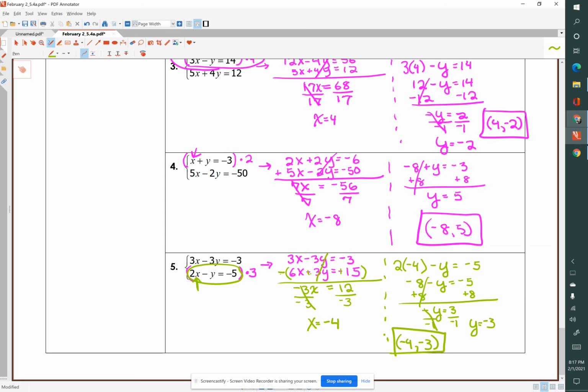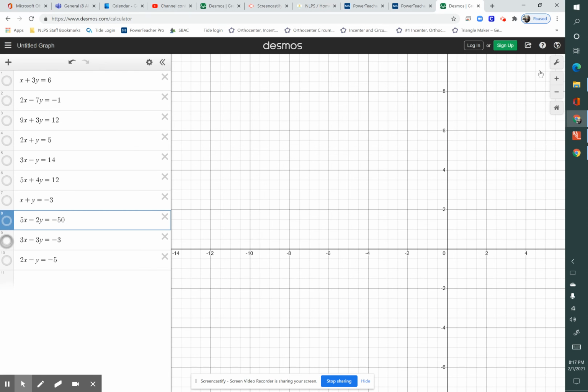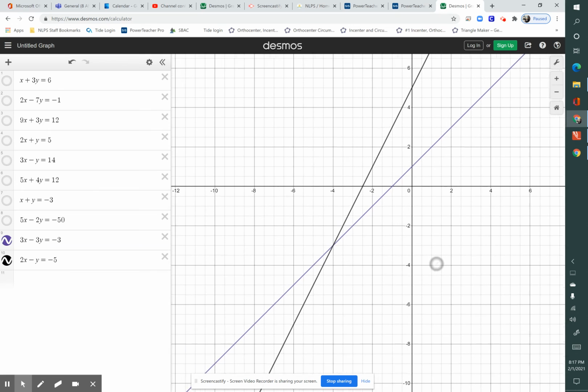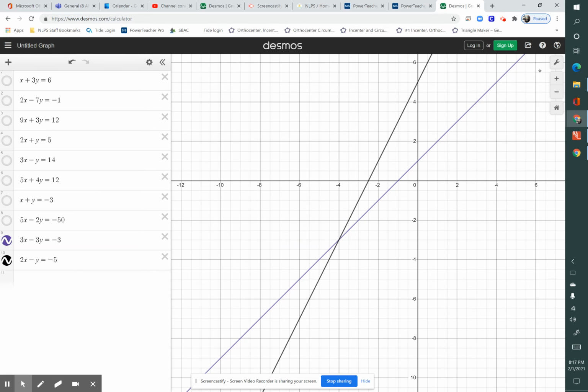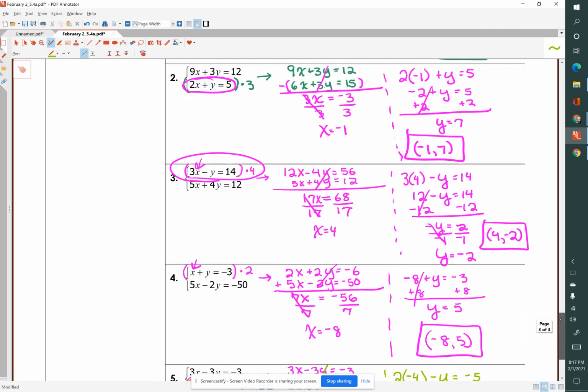And once more, let's look at the graph. And there's 3x minus 3y equals negative 3, and 2x minus y equals negative 5. And there's our solution right there, negative 4, negative 3. So let's go back to our exit ticket.